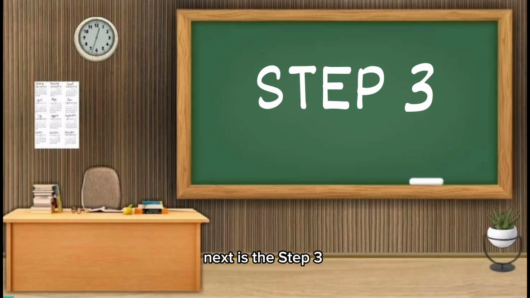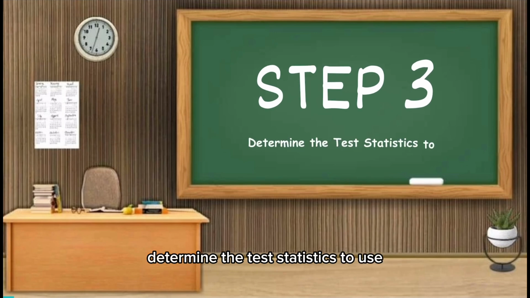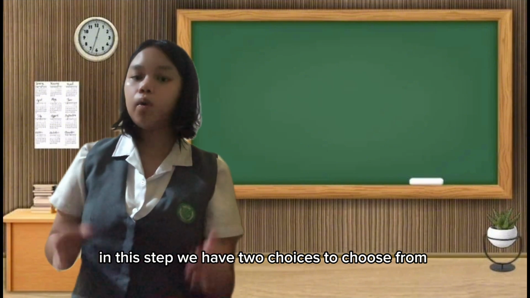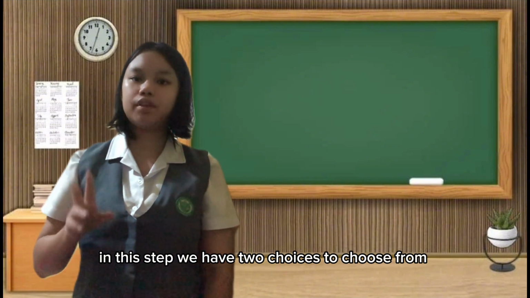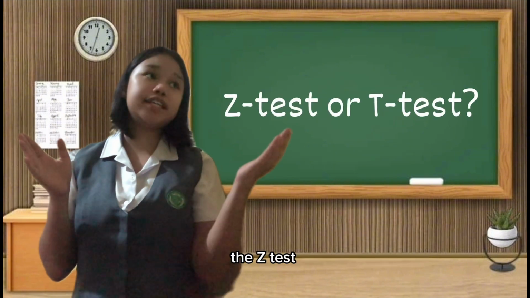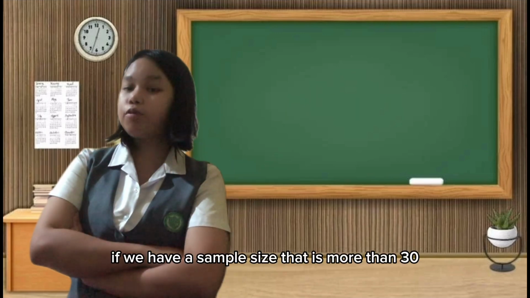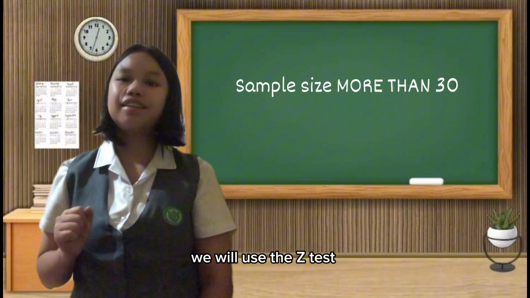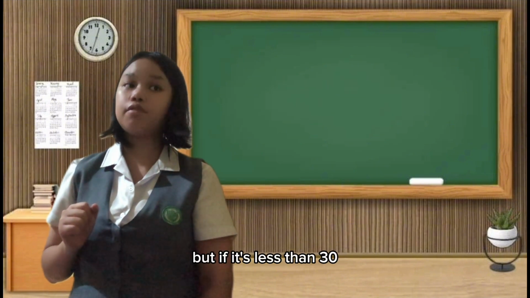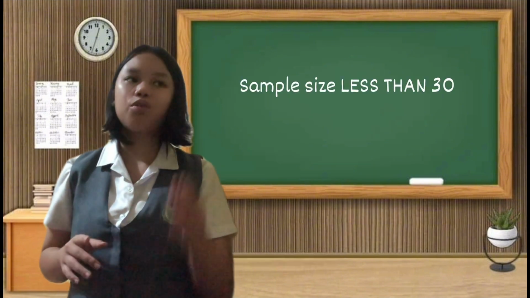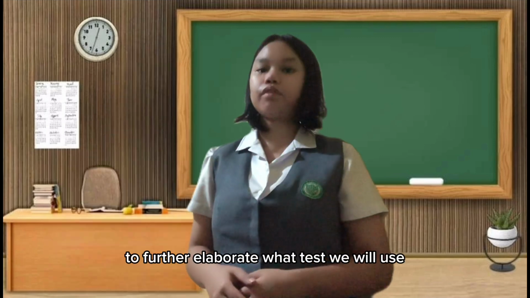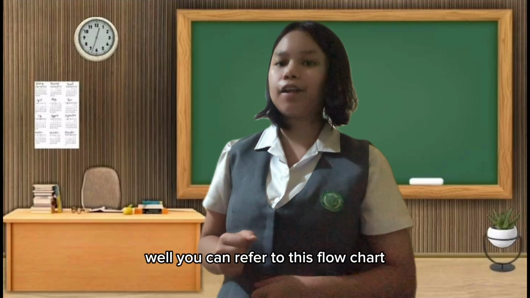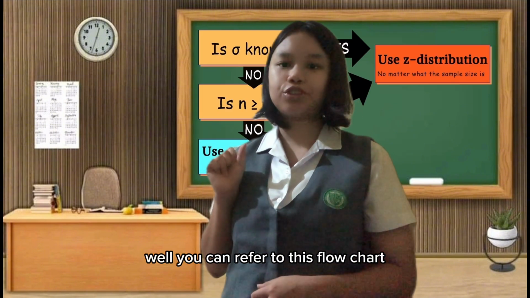Next is step 3. Determine the test statistics to use. In this step, we have two choices to choose from, the z-test and t-test. If we have a sample size that is more than 30, we will use the z-test. But if it's less than 30, we will use the t-test. To further elaborate what test we will use, you can refer to this flowchart.